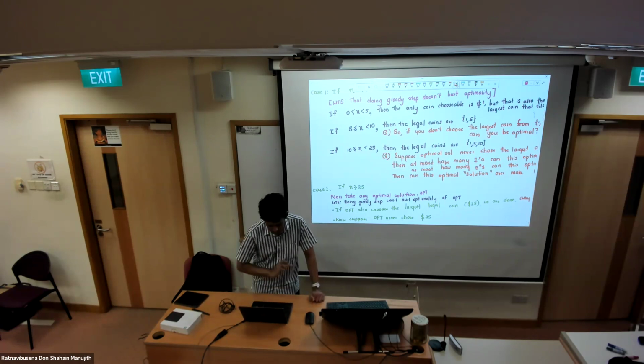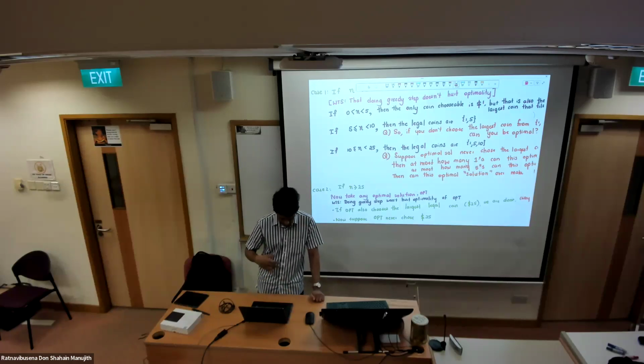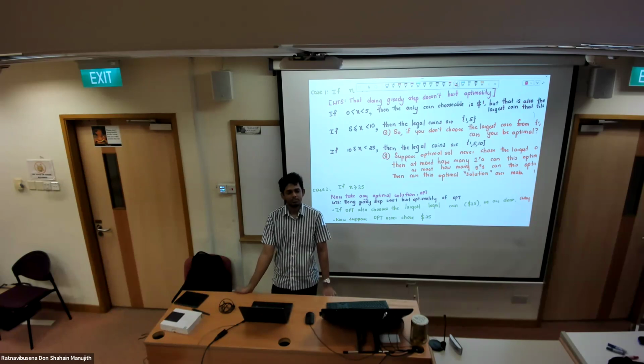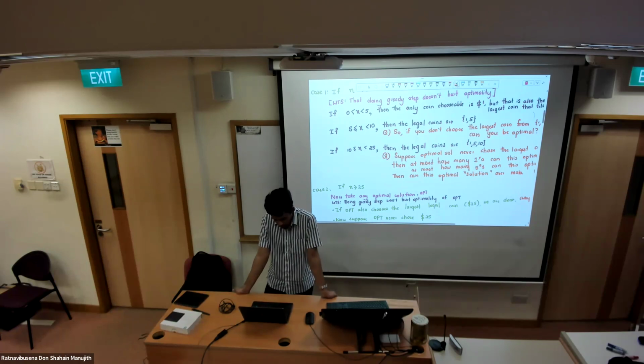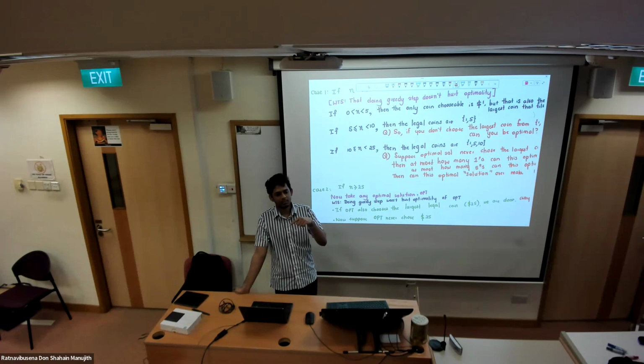Now suppose that OPT never chooses 25. Again, at most how many 5s can you choose? 1. Because if OPT chose at least two 5 coins, then you can replace two 5 coins with one 10 coin. This is a condition. So there are two cases: the number of 5 coins is 1, and the other case is that the number of 5 coins is 0.